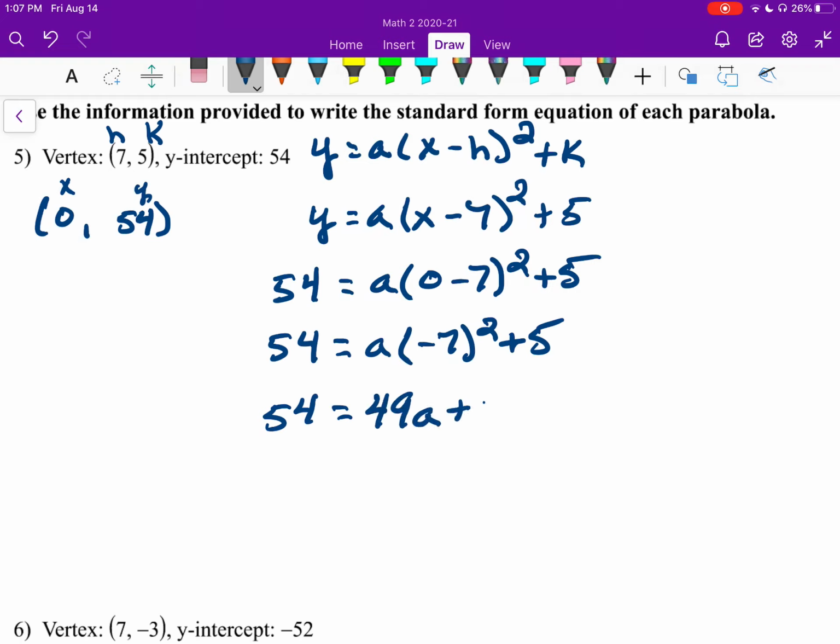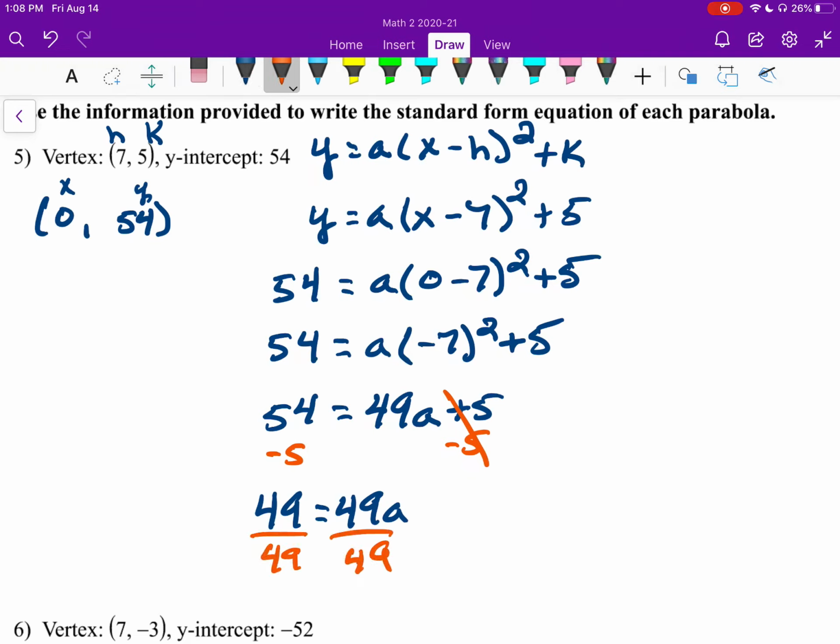So I'm going to say 54 equals 49a plus 5. I'm trying to solve for a, so I'm going to subtract 5 from both sides. I can cancel those 5's out. This gives me 49 equals 49a. Whenever I divide both sides by 49, I know that a equals 1.